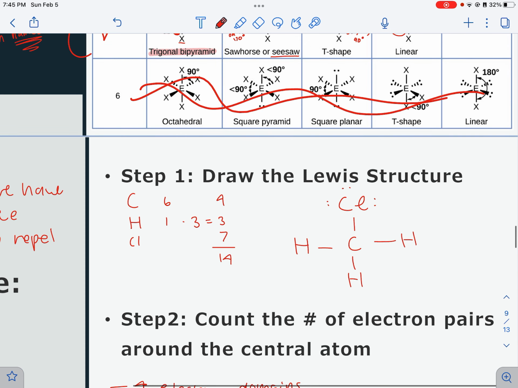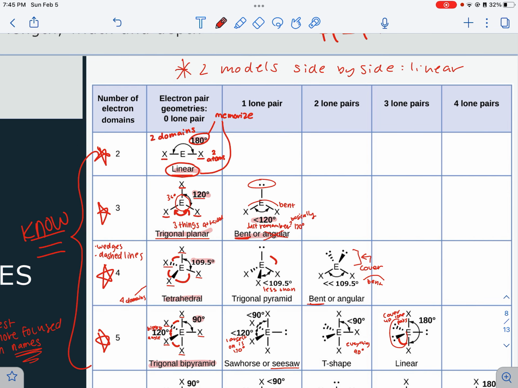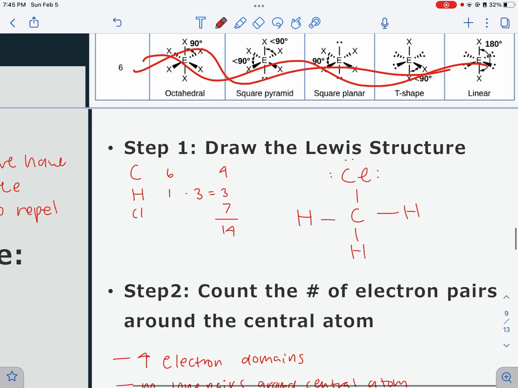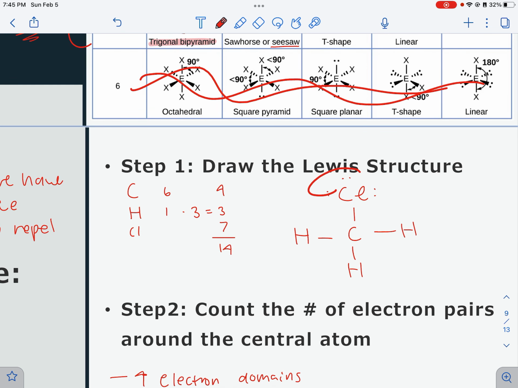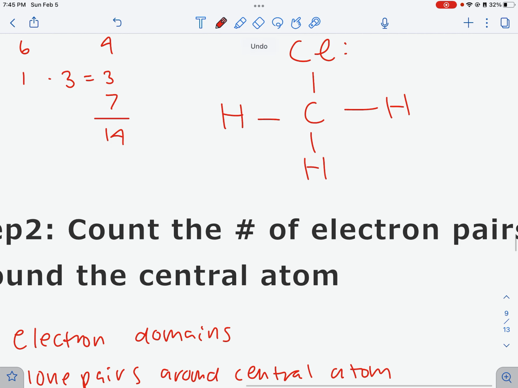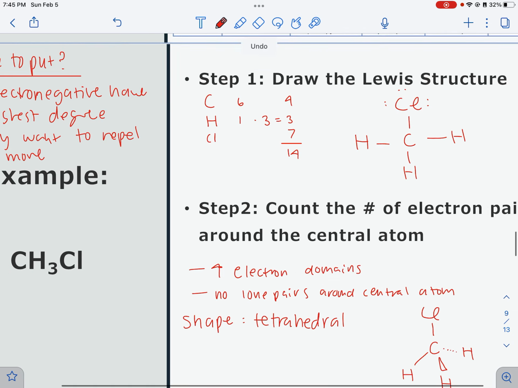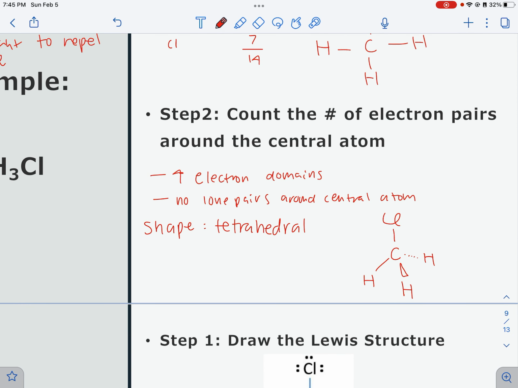As you can see, there's 4 domains. I counted 1, 2, 3, 4. So if we look up here, and this is going to have to be in your head for the test, I go to this one, right? How many lone pairs are there? Heck, I don't see any. And you might say, oh, I see 3 up here. That's 3 lone pairs. No, it has to be on the center for us to count them. So it's tetrahedral, right? Simple and easy. There's 4 electron domains. No lone pairs are on the central atom.